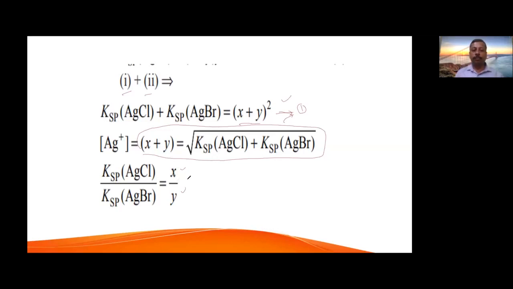Once you find X and Y, X is the simultaneous solubility of AgCl, Y is the simultaneous solubility of AgBr. So both solubilities will be less than the individual solubility.